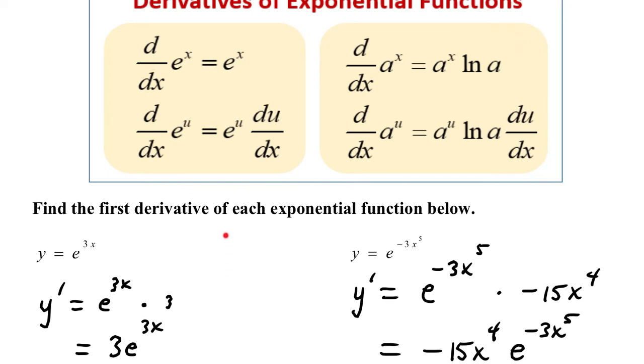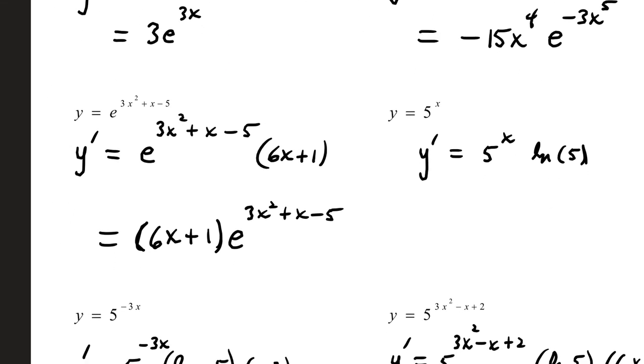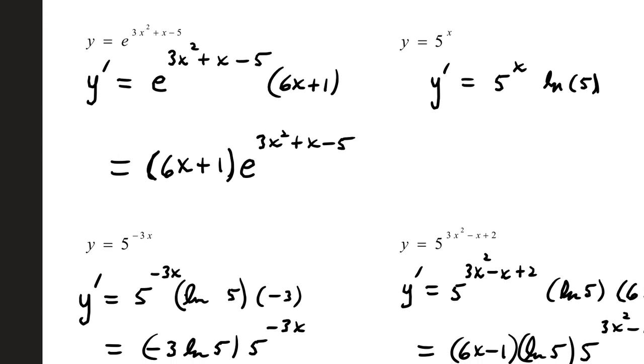So let's go back down and we'll look at this example in the upper right part of your screen. y equals 5 to the x. Back up at your formulas, this would be the very top right one. A base number other than e and just a power of x. So you're going to make a copy, that's going to be 5 to the x times the natural log of your base number, which is 5.